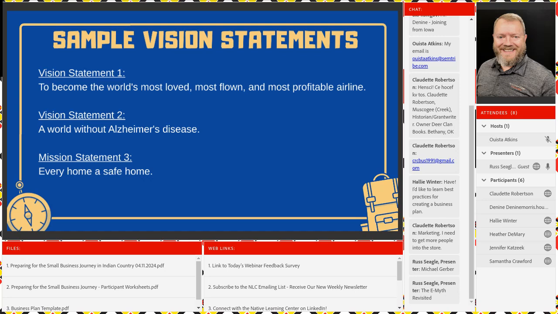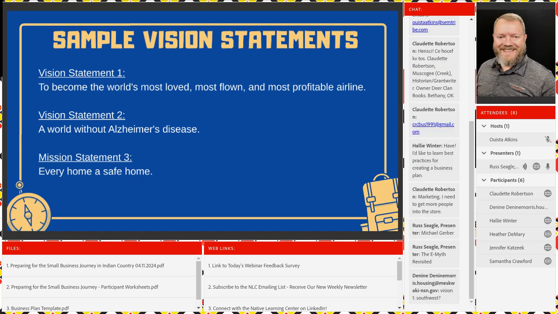And I'm not seeing any typing going on, so I'm going to go down to number 2, a world without Alzheimer's disease. Wow. So if you have an organization that is dedicated to research and eradication of Alzheimer's disease, then that is a wonderful vision statement. Vision statement I put mission statement, but this is vision statement number 3. Vision statement number 3, every home a safe home.